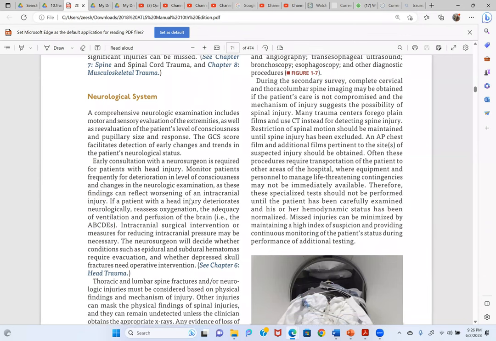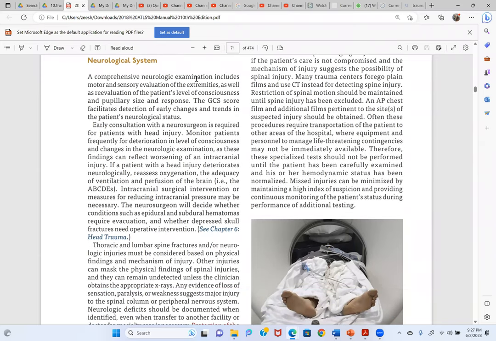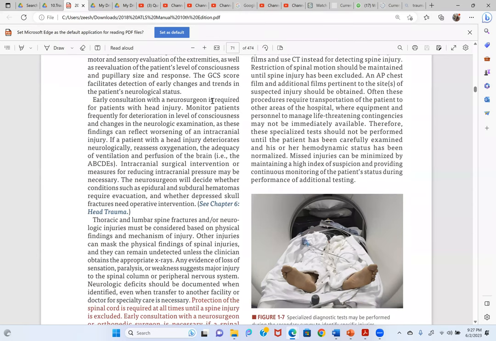Neurological survey. A comprehensive neurological examination includes motor and sensory evaluation, as well as the conscious level, pupillary size, and response. This is very important. The GCS score facilitates detection of early changes and trends in the patient's neurological status. So motor, sensory, pupil size, and GCS and AVPU: awake, verbal, pain, unconscious.